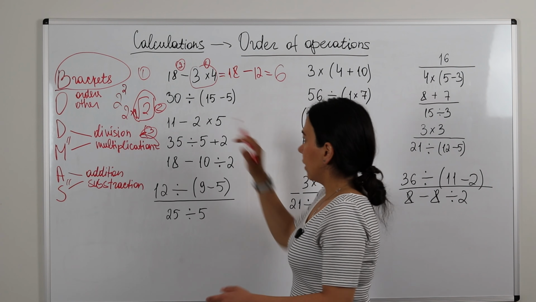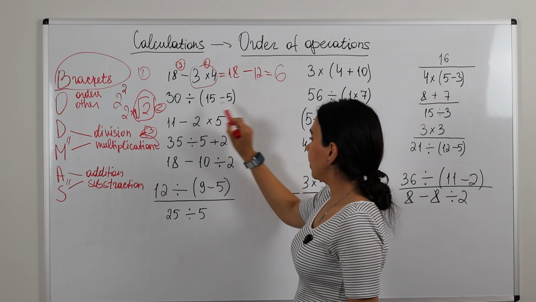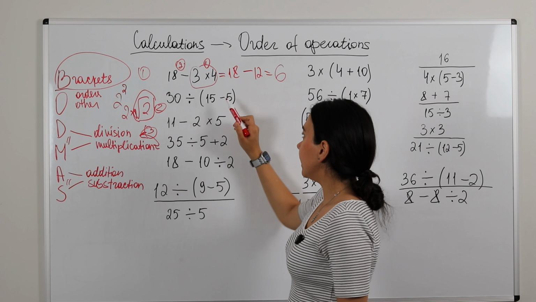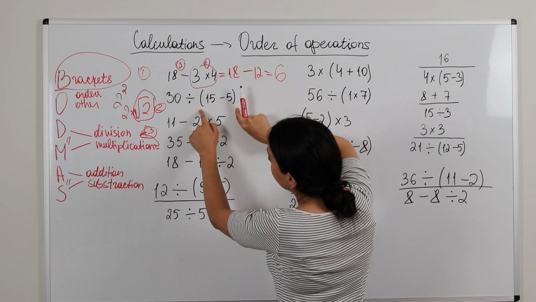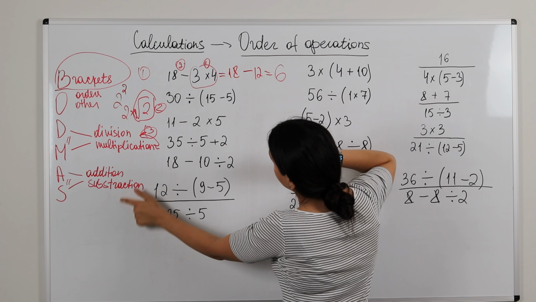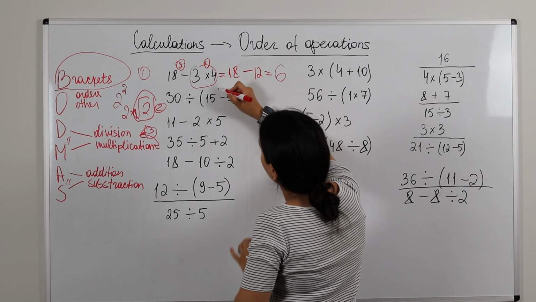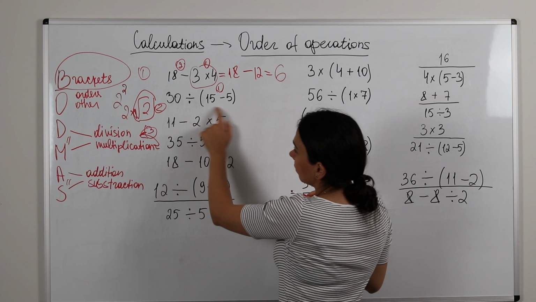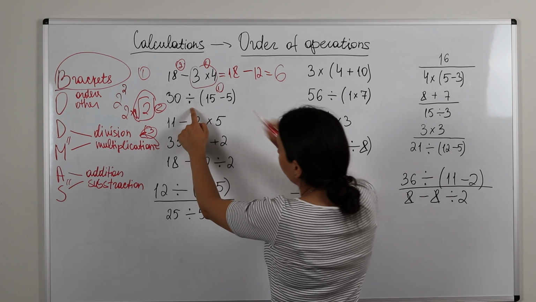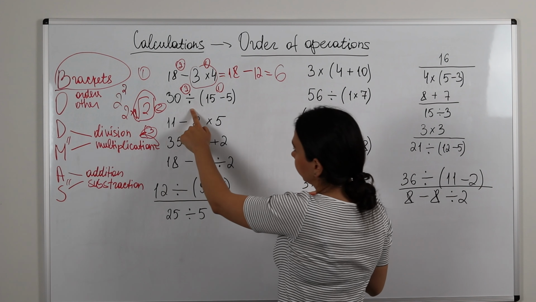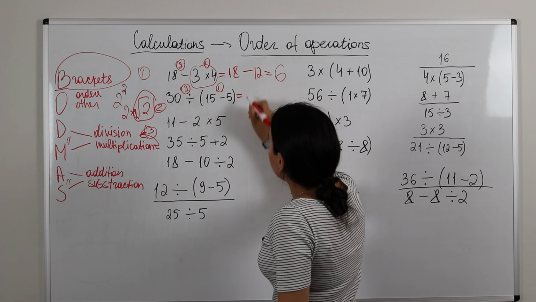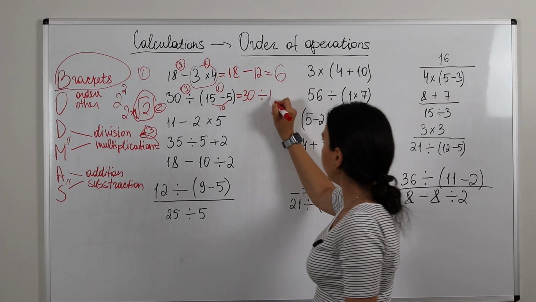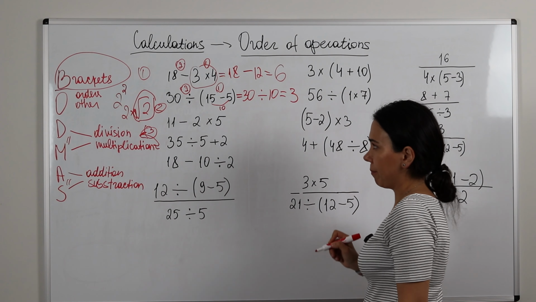Next, 30 divided by brackets 15 minus 5. Then we check based on BODMAS. Do we have brackets? Yes, we do have brackets. Even though it's subtraction, which comes at the end, we still have brackets, which come first. First we do 15 minus 5. Then we check, do we have other here? No. Do we have division? Yes, we do have division, which will be the second order of operation. And that's all that we have. 15 minus 5 equals 10. It gives us 30 divided by 10, which equals 3.